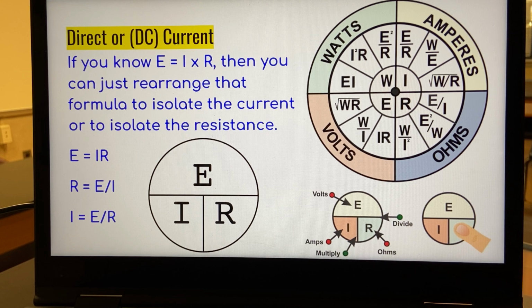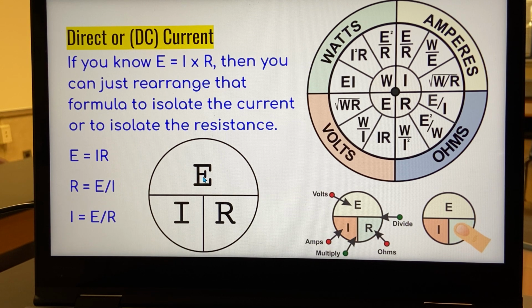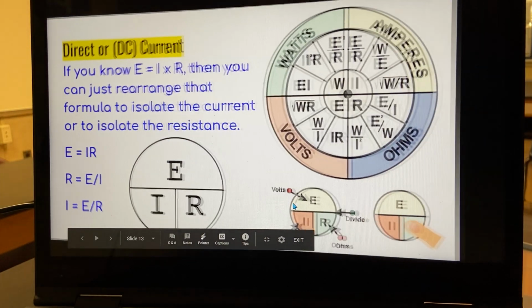If you know E equals IR, then you can just rearrange the formula to isolate the current or to isolate the resistance, or simply use the circle. If you are looking for the electromotive force, put your thumb over the E, and you will have I times R side by side. If you're looking for the current, put your thumb over the I, and you will have E over R, or E divided by R. That's where this comes from, and they demonstrate that over here. If you're looking for resistance, we cover that. If you're looking for current, you cover that, and you have E over R. So it's a simple way to remember which way to go.